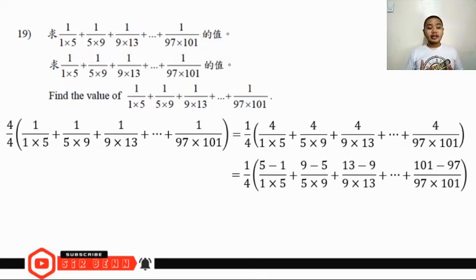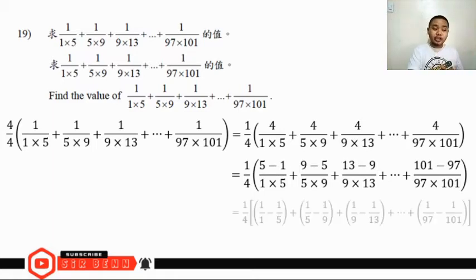And then, let us simplify these fractions now. 5 minus 1 over 1 times 5 can be expressed as a difference of two fractions. 9 minus 5 over 5 times 9 can be expressed as a difference of two fractions. Same with this one, 13 minus 9 over 9 times 13. And this one also, 101 minus 97 all over 97 times 101 can be expressed as a difference of two fractions. So how are we going to do that? Let me show you the expression, then I'm going to explain it.